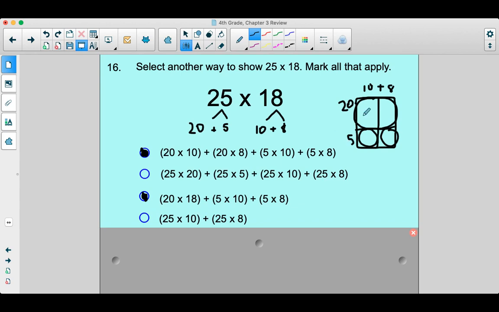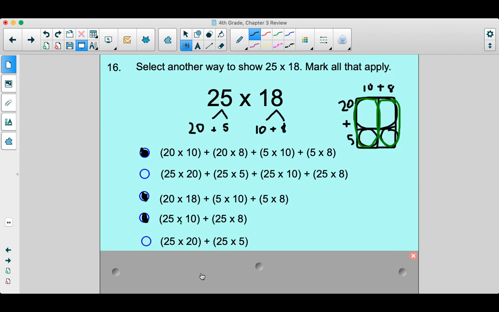25 times 10. Okay, so that's if we put these back together, we'd have 25 times 10. I'm gonna switch out my color. So that would be this piece. So that checks out. Now we have 25 times 8. That would be this piece. So that's a yes. Okay, that sounds good to me. Moving on. 25 times 20 plus 25 times 5. Well, guys, that would give us something more than 25 times 18. So that one is a no-go. All right, we're moving on.